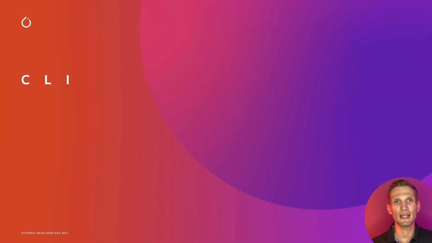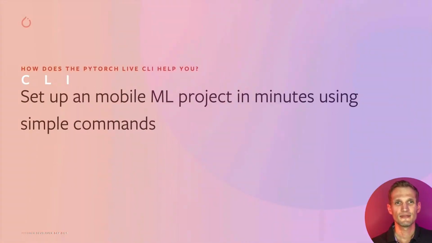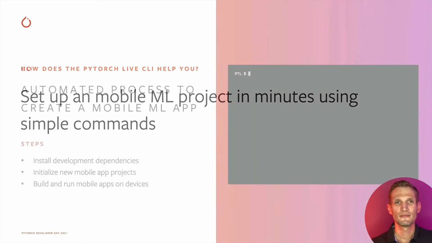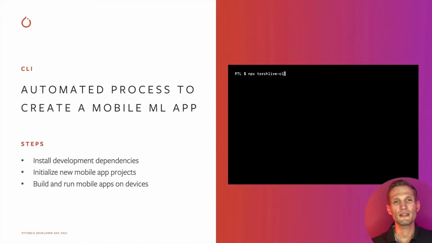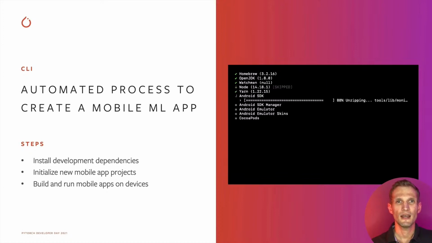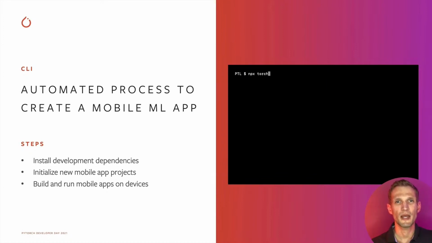Let's start with the command line interface, or CLI for short. The CLI reduces the setup costs for mobile app development and helps you to set up a mobile app project for PyTorch mobile models in just a few minutes using simple commands. The setup dev command will install development dependencies including tooling like Yarn, Watchman, and CocoaPods, SDKs like OpenJDK and Android SDK, and an Android emulator. And this is a one-time install, so it takes a few minutes depending on the internet speed and computer.